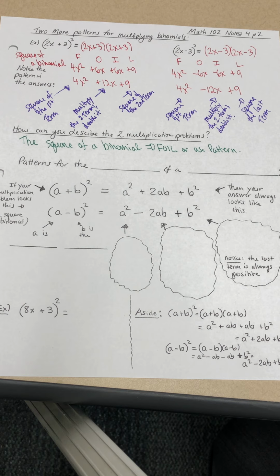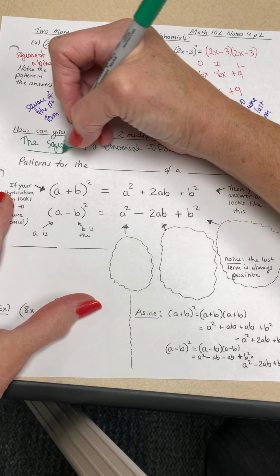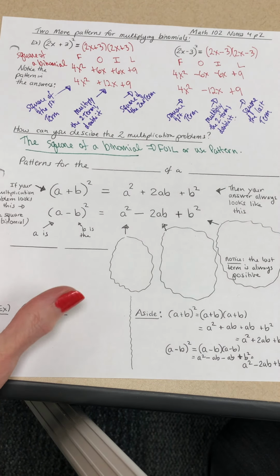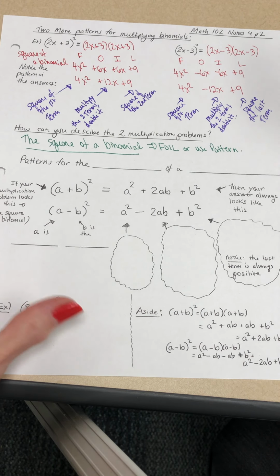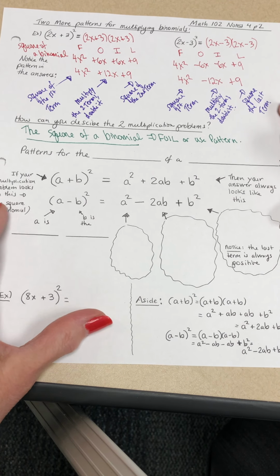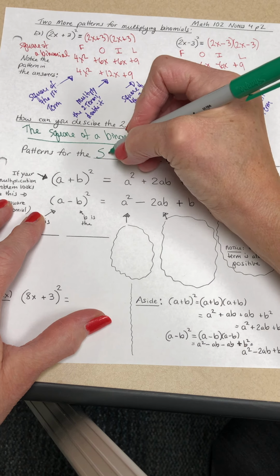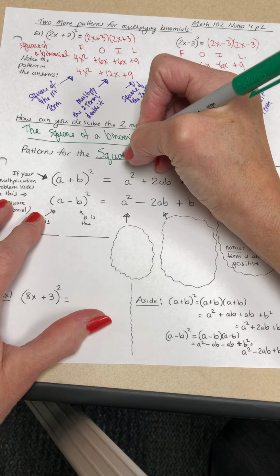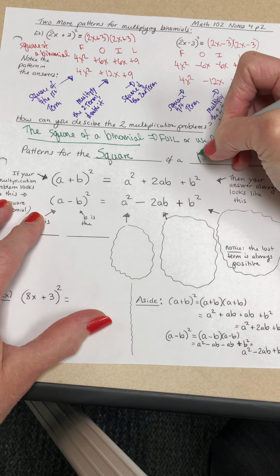But then they mess it up on the homework, and I think it's because they're not talking to themselves. Hey, I'm looking at the square of a binomial. So try to practice that language yourself. So here are the patterns for the square of a binomial.